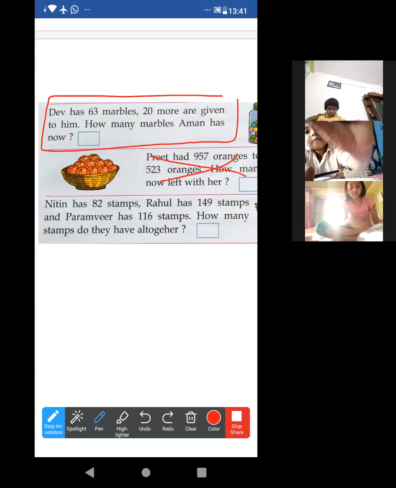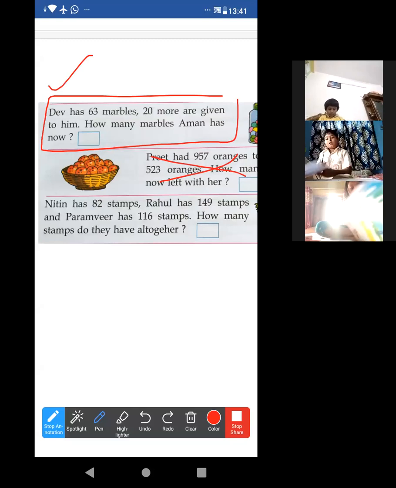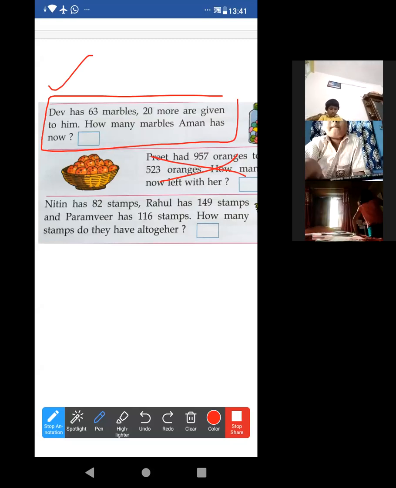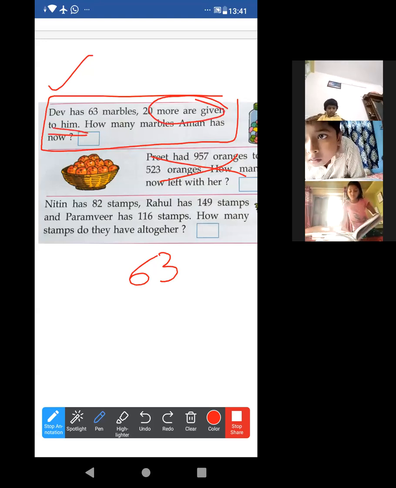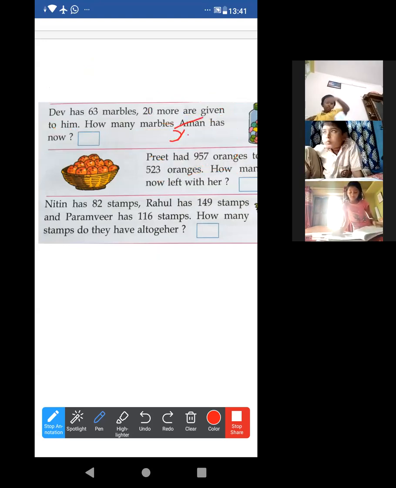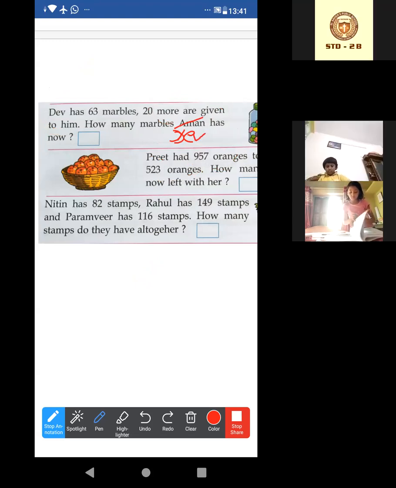Okay. For the first one, look. Dev has 63 marbles. How many marbles does Dev have? 63 marbles. Okay. 20 more were given to him. It will be Dev, this is a printing mistake. Now just look, Dev has 63 marbles, 20 more marbles were given to him. How many marbles does Dev have now?